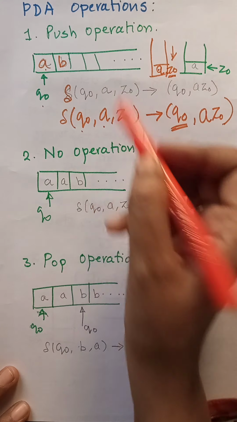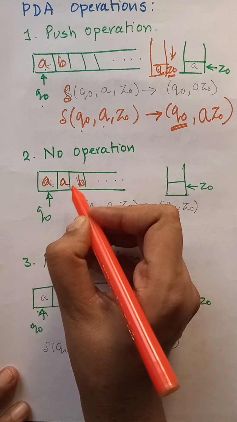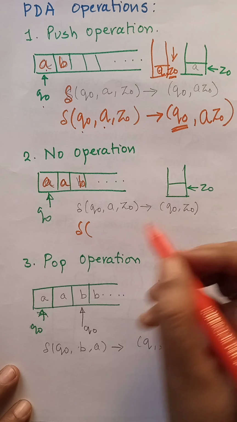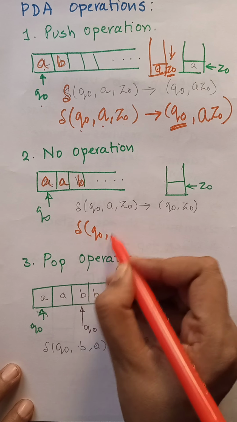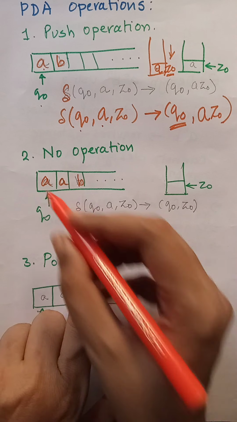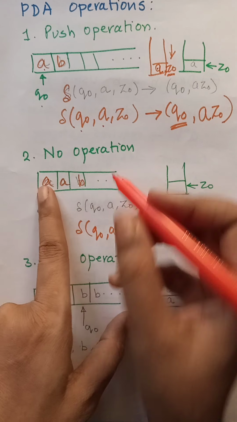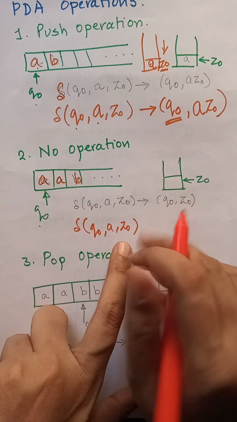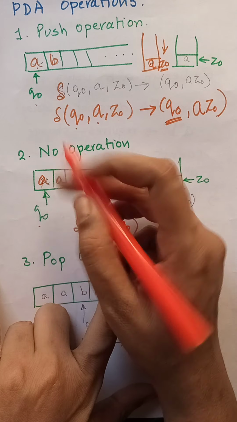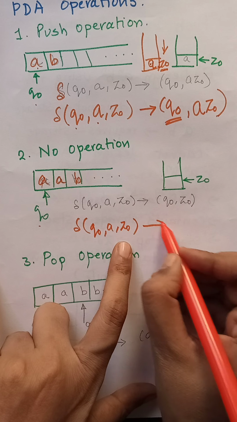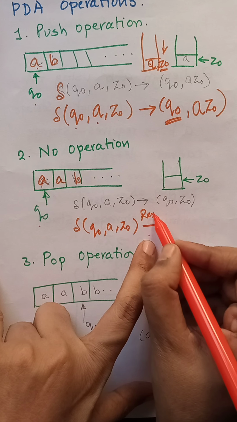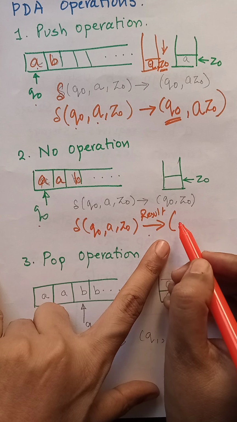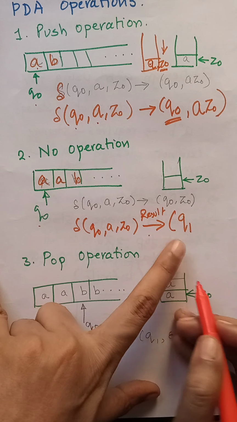Now the no operation case. Suppose again we have some string AAB and we don't want any operation. So here Q0, A and Z0. Q0 is the initial state, what is present on the tape is A, and what is present on the stack is empty, that is Z0. I don't want any operation, I want to ignore A without doing any operation. How am I going to write the resultant one? Here we write the resultant transition. With the resultant state, if you want to change the name of the state, for example I am changing it to Q1.